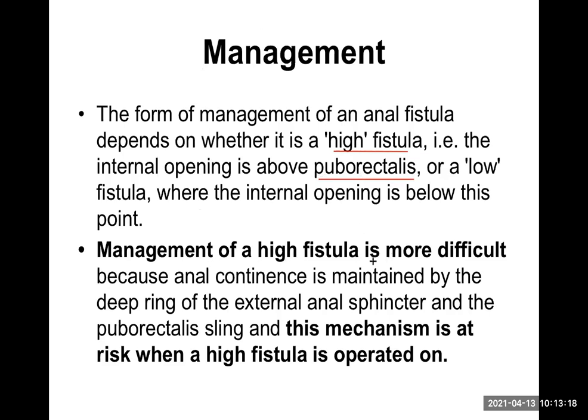Management of a high fistula is more difficult because anal continence is maintained by that muscle and the external anal sphincter as well. This mechanism is at risk when a high fistula is operated on. Sometimes we need to cut that muscle, and after that, the continence is in a problem, because the external anal sphincter and puborectalis are maintaining that, and the internal opening of the high fistula is above them, so they may be damaged during the operation.